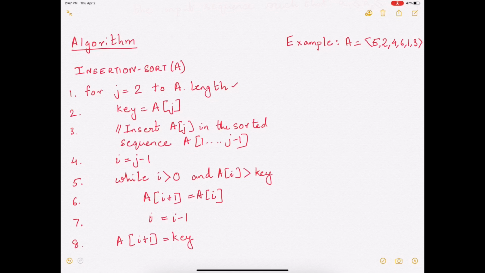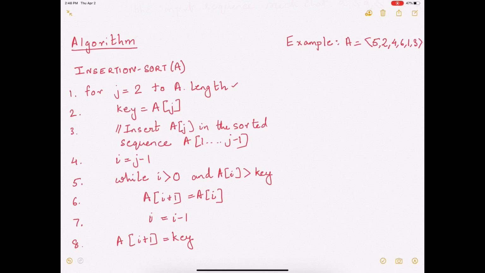That is why we are going to go from j equals 2 all the way up to j equals A dot length. Now, when we consider a particular A j, say j equals 5, all elements from a1 to a4 are already sorted. Those 4 items have been sorted. Now you're going to take a5 and place it such that a1 to a5 now get sorted. That is what you are trying to achieve here. Okay, so line number 3 is actually a comment.